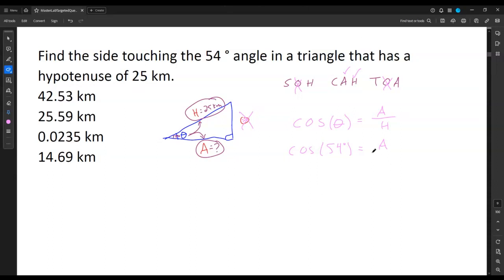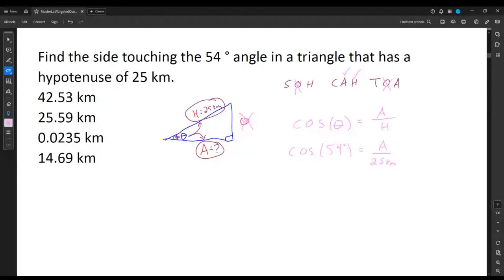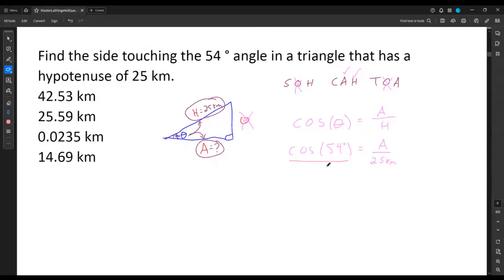We didn't get a number for this one, so we can't do any better than that. And then divided by the hypotenuse, which is 25 kilometers. Then again, we can't really do anything with A divided by 25. So if we can't get rid of that fraction, we're going to go all in and make everything a fraction. And proportions have this weird rule. We can swap these diagonal terms.